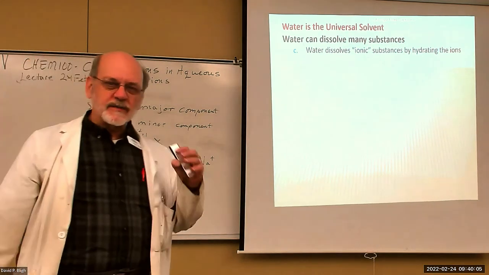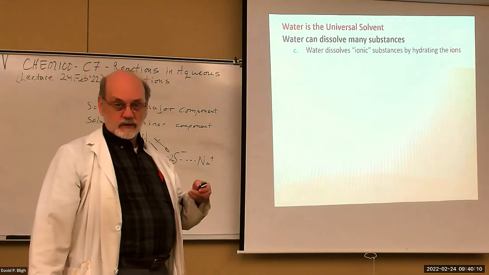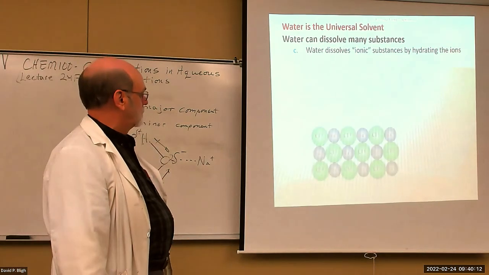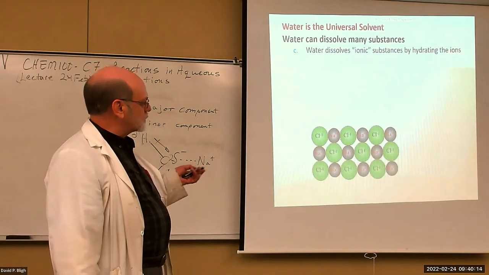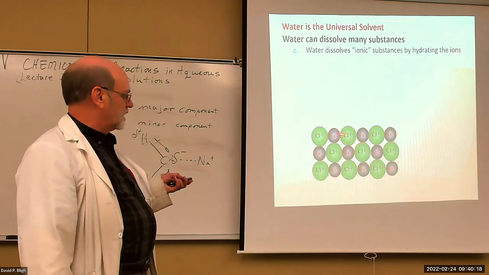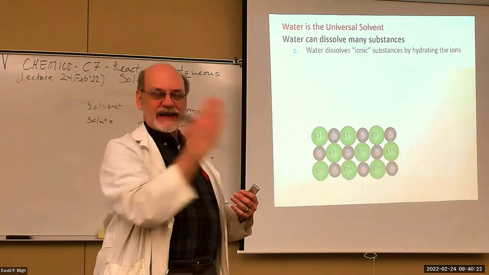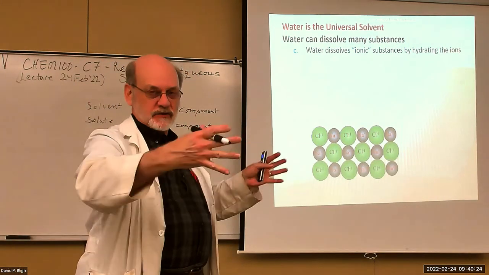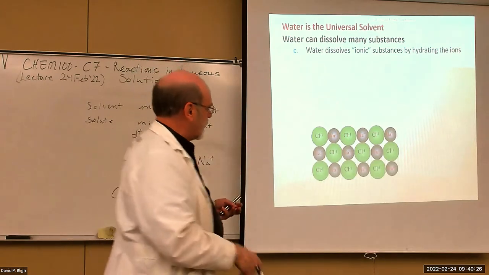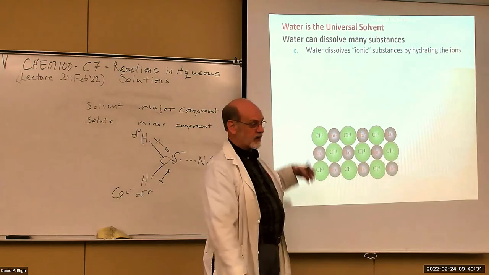So this is what I was talking about, the hydration of the ions. They're surrounded by water molecules. And say this is a crystal of sodium chloride. You see our sodium ions here and your chloride ions there. And this is reasonably accurate in a single plane. But remember, this is a three-dimensional object. So you've got chlorides and sodiums this way, and chlorides and sodiums the other way.